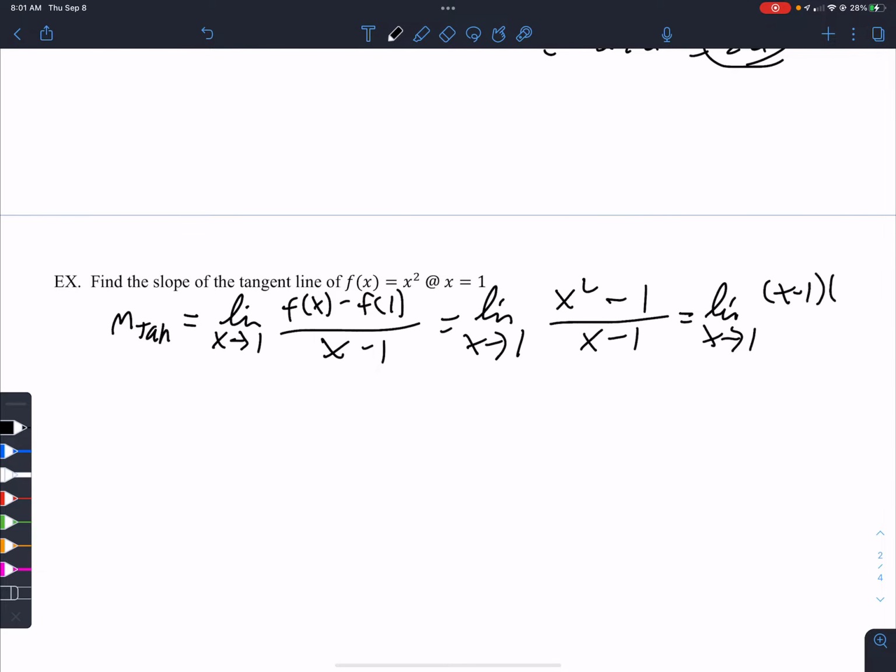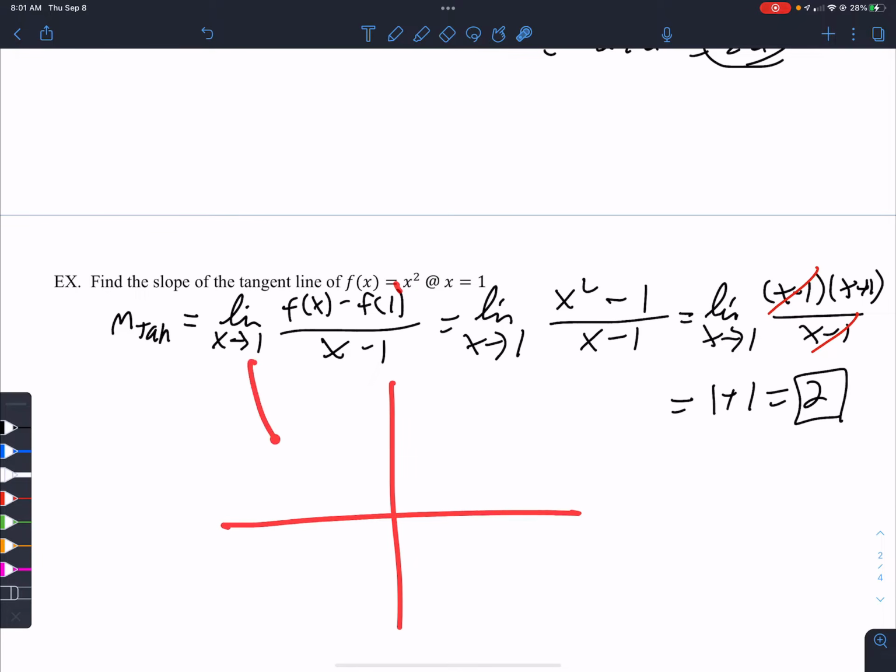That goes x minus 1, x plus 1 over x minus 1. And beautifully, they cancel. You take the limit. In a limit, you just plug in 1 here. And 1 plus 1 is 2. So the slope of the tangent line of an x squared, so x squared, remember, kind of looks like that, right? But it hits the 0 mark.